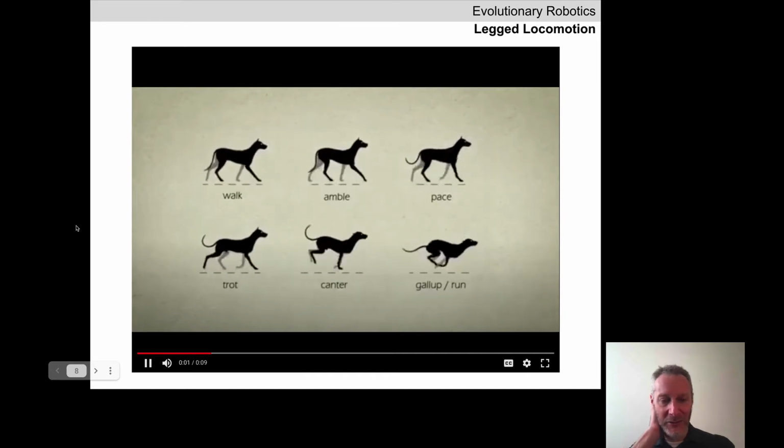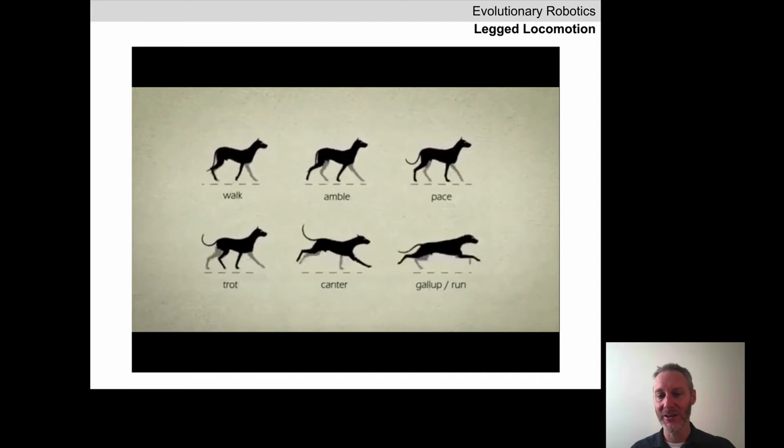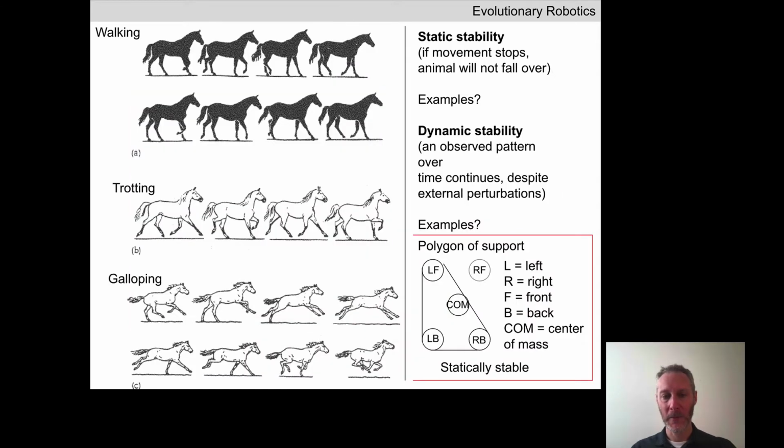Here's a cool GIF that I just pulled off the web that shows the same thing for large dogs. Okay. A little bit more terminology. We're going to talk about static and dynamic stability.